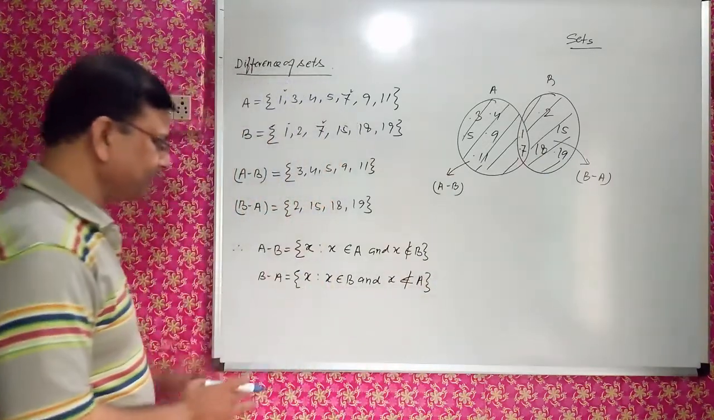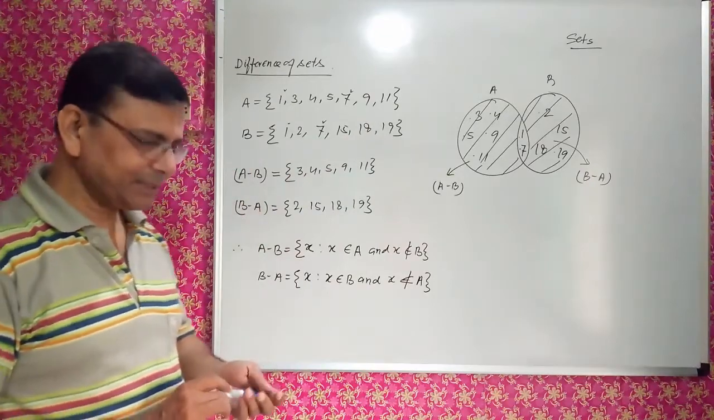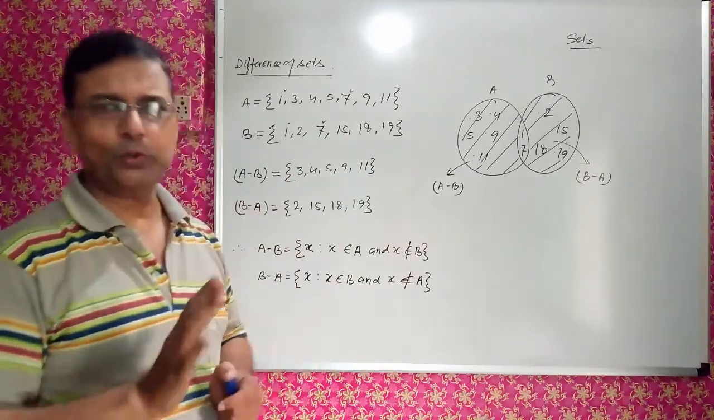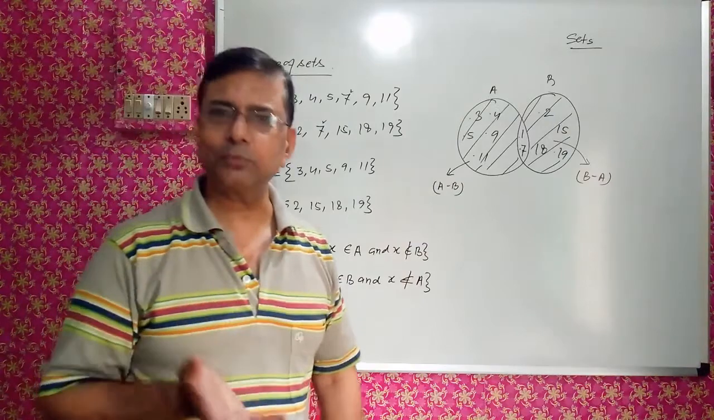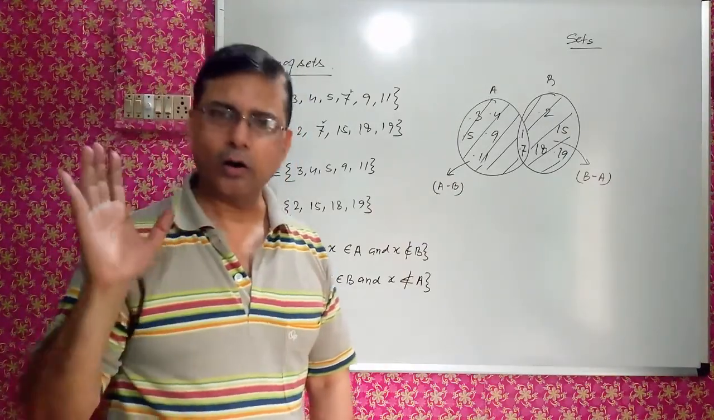So this is the definition by set builder method. This is the Venn diagram. This is by listing method. In all the three ways I have told you what is the meaning of difference of two sets. So I think the concept of difference is also clear to all of you.